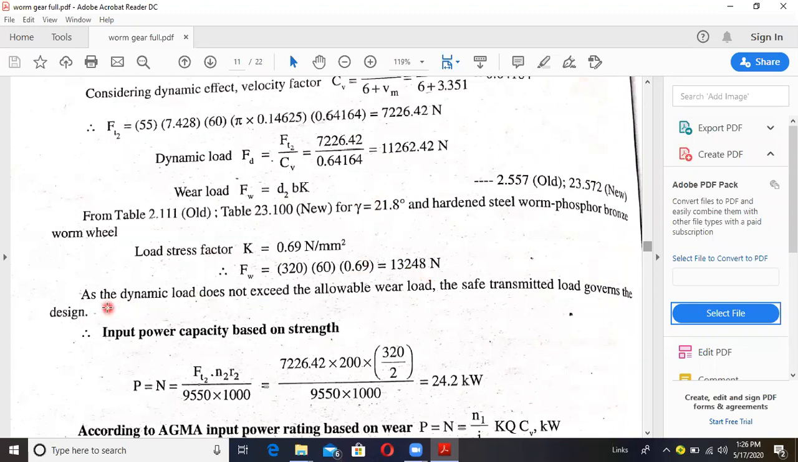Now we have to state that as the dynamic load FD is less than the allowable wear load, the safe transmitted load, hence we can safely transmit the load. So always FD should be less than FW. So up to here we have calculated the loads acting on the gear, that is tangential load, dynamic load and wear load. Up to here, any doubt?